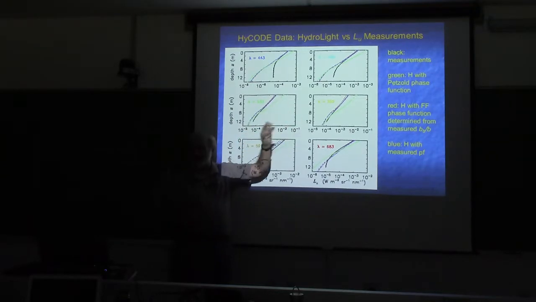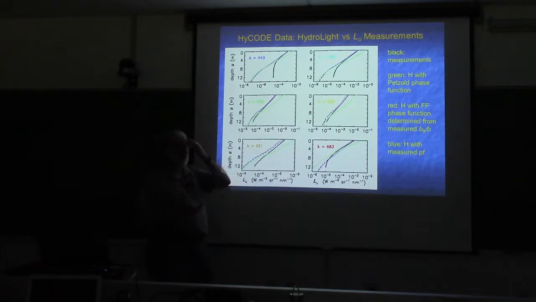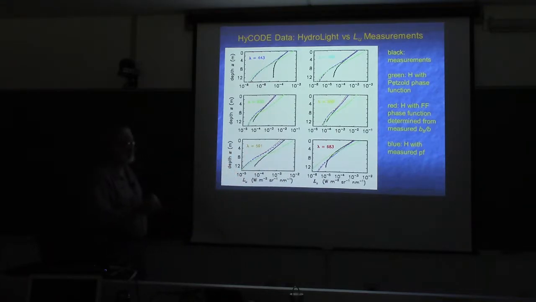So you look at this and say, okay, cool, it all makes sense. I understand what's going on. The Petzold phase function was simply giving me too much backscatter, which made ED too small and LU too big. And the measured and the Fournier-Forand phase functions are doing a pretty good job of agreeing with the measurements. So life is good. Stop at this point, publish the paper.